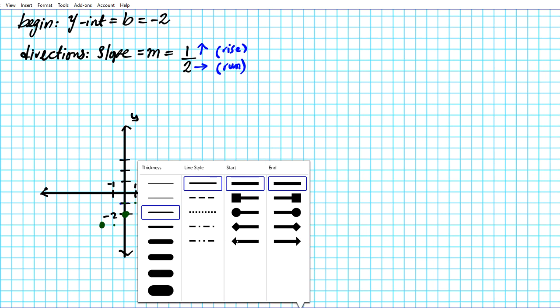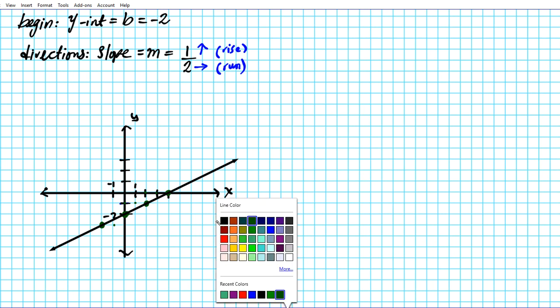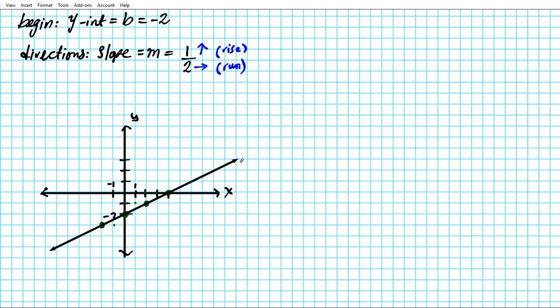Okay, so let's go ahead and graph it. The line looks something like this. Bam. There goes the graph of your linear function. So let's label it. This line has the equation y equals 1/2 x minus 2.